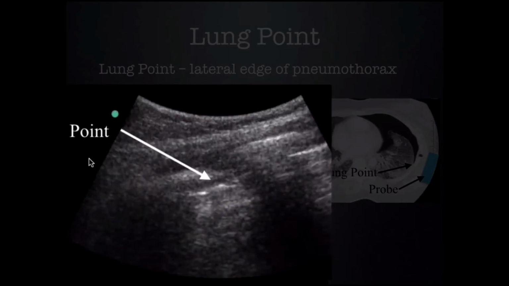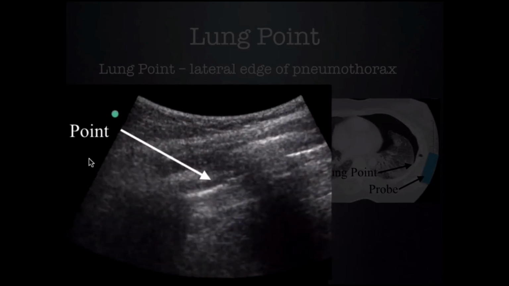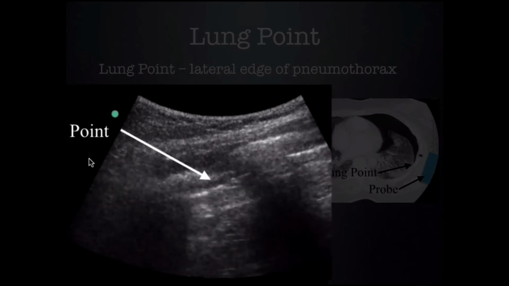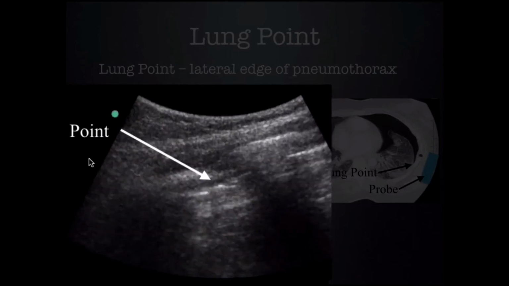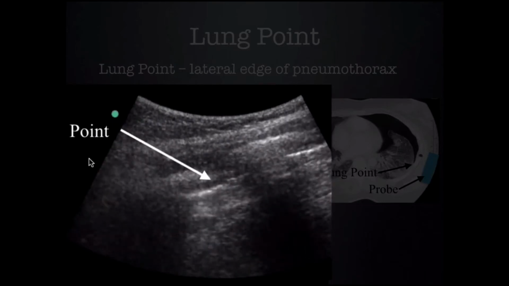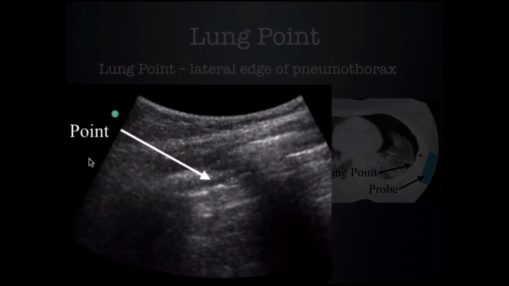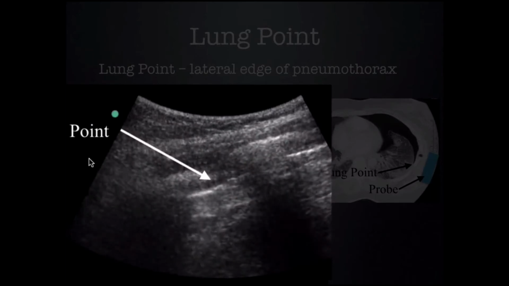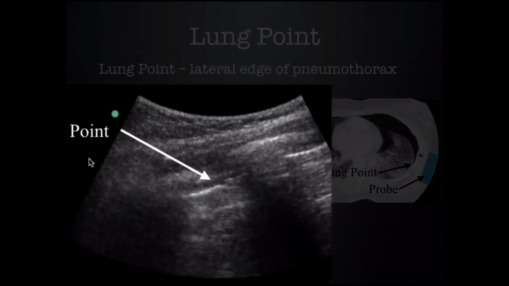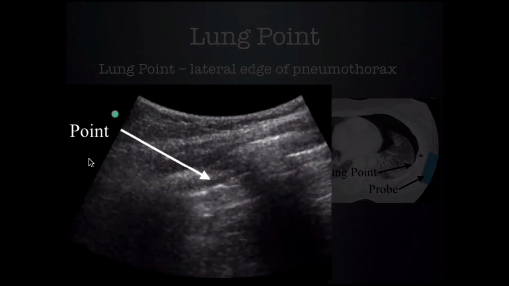We can see the lung sliding, we can see that pleural sliding, and just at the edge we can see where it stops. If we go to the next rib space, we can see there is no sliding. This is the lung point. This is where the pneumothorax ends and the normal pleura are touching each other once again.